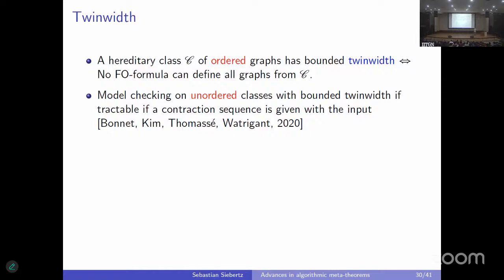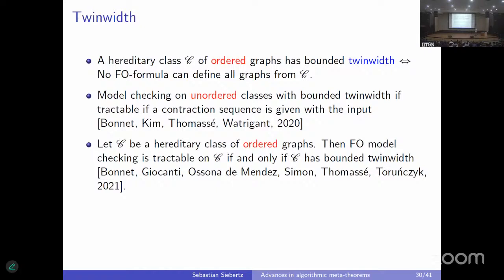So again, we have this special thing, something special from the point of view of logic for ordered classes. Now, they hope that on unordered classes you can do efficient model checking. What we need here is some additional input that we don't know yet how to compute. But if we have hereditary classes of ordered graphs, then everything can be efficiently computed and model checking is tractable. So this is from 2021, and it's some indication that the conjecture may be proved.